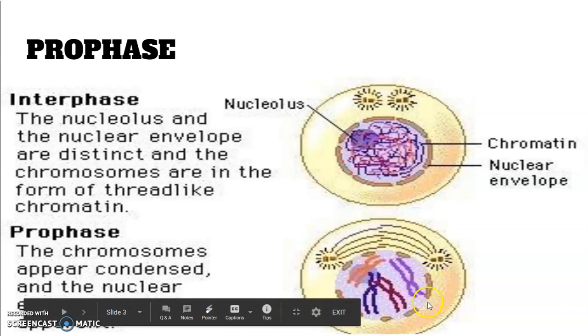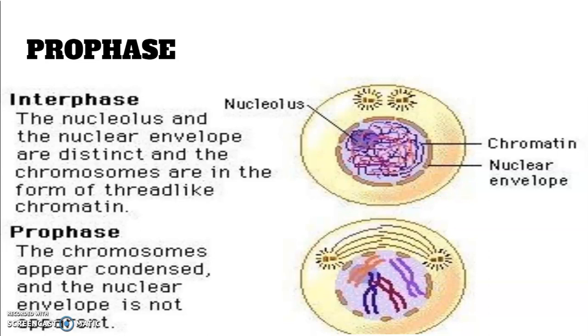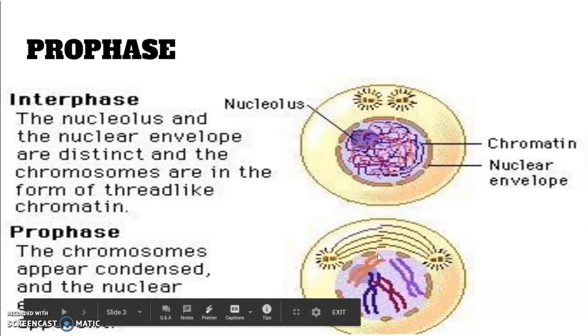Then we can see the nuclear membrane slowly starts to disappear. Again, children, during the S phase of interphase, we have learned that the centriole duplicates. The centriole, which was already duplicated during interphase, now starts to move towards the opposite poles. Here we can see these are the centrioles. They start to migrate towards the opposite poles.